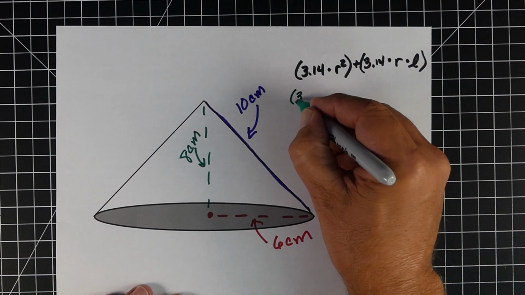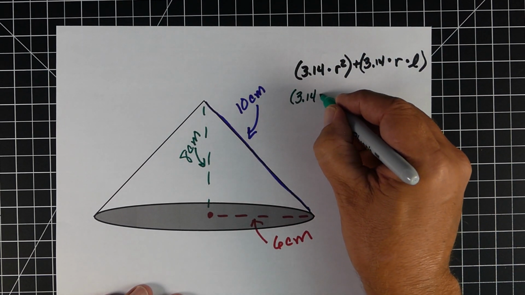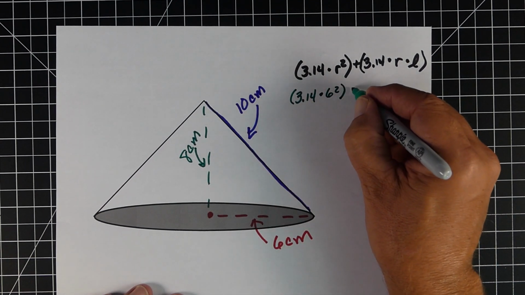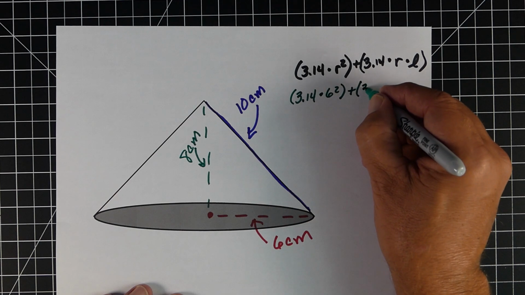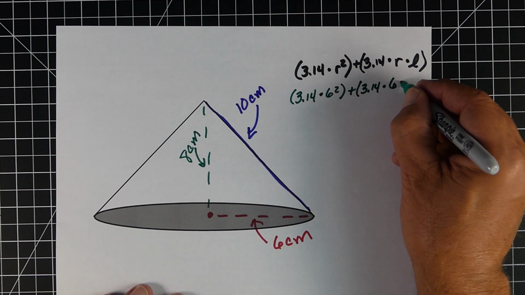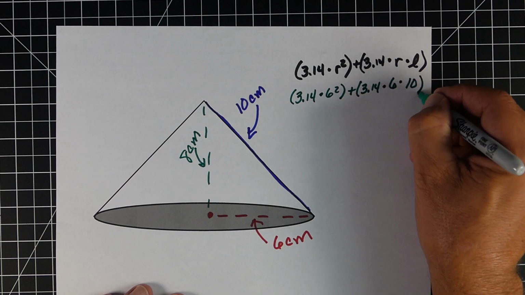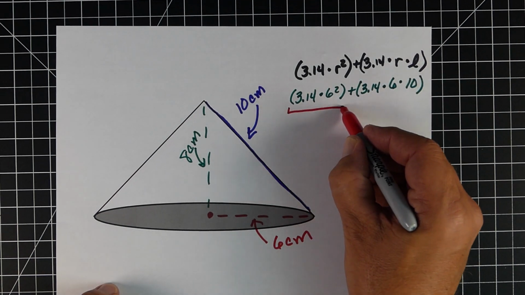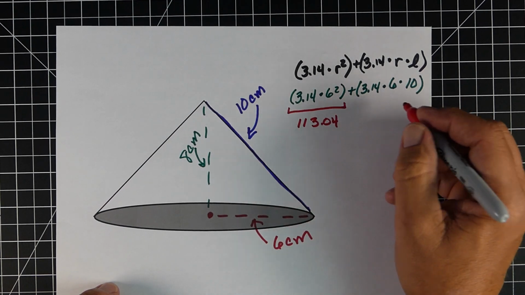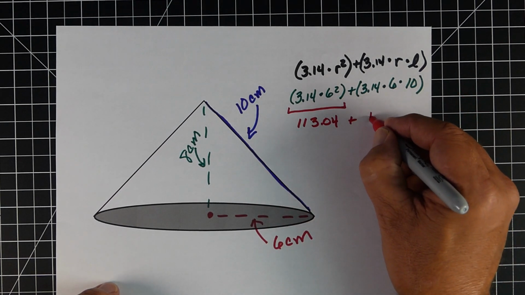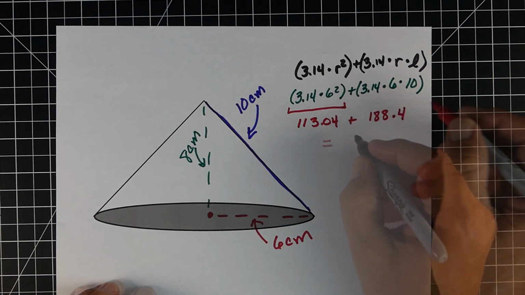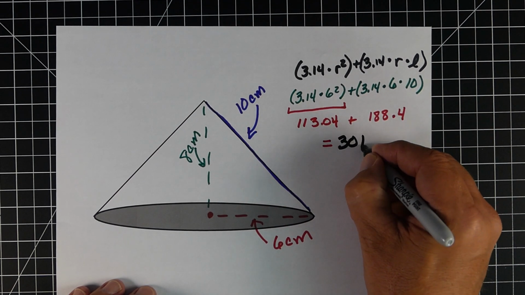We have our equation, so we start plugging in the numbers. We go pi times radius squared. Our radius is 6, so we times 6 squared. And on the other side, we have pi, 3.14, times 6 because it's the radius, and then times 10 because it's the slant height. On the left side, when we multiply 3.14 times 6 squared, we get 113.04. We multiply pi times radius times slant height, we end up with 188.4.